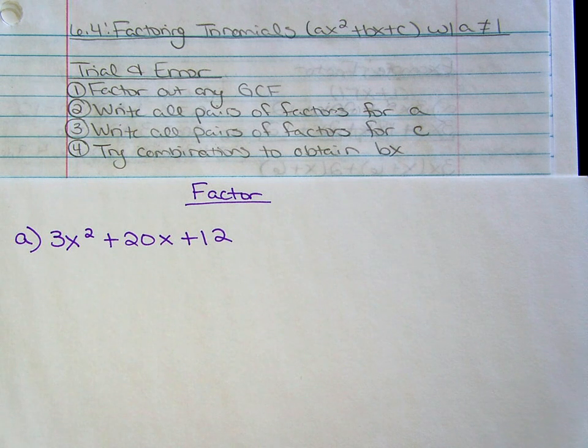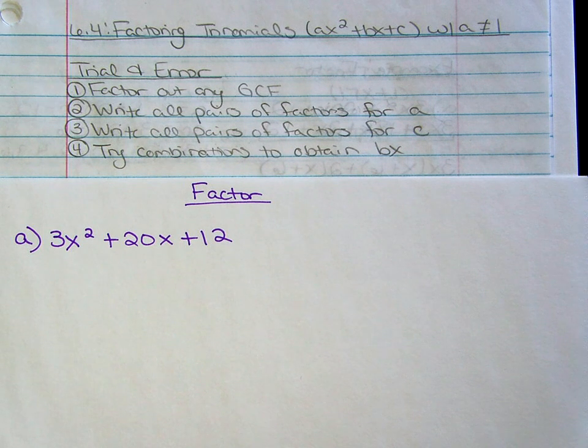Okay, so in 6.3, we had factoring trinomials with a equal to 1. And the only thing we really had to be concerned about were the signs inside of our binomials once we had it factored, and then what factors of c added or subtracted together to give us our middle term.